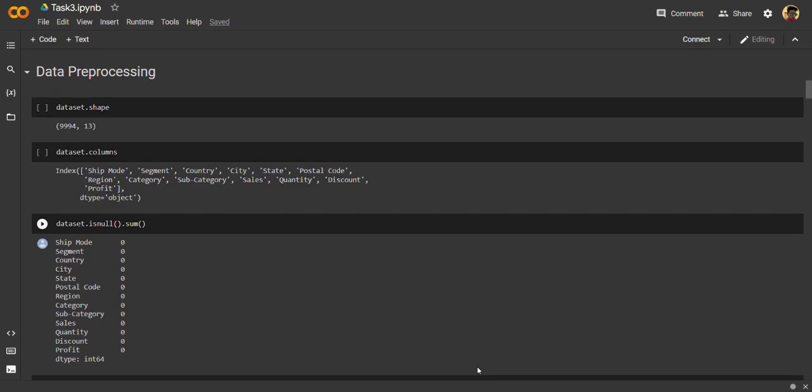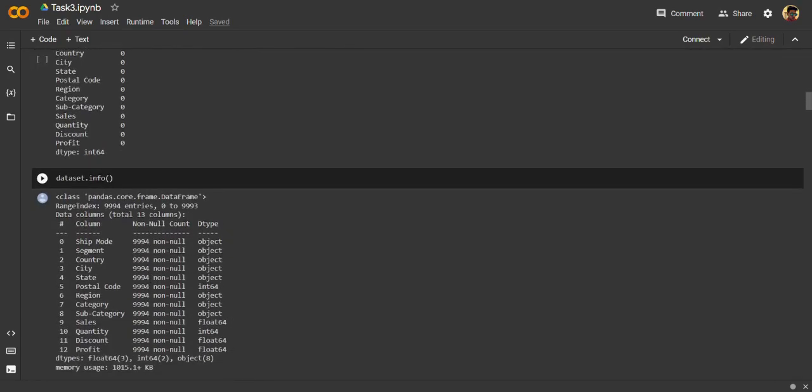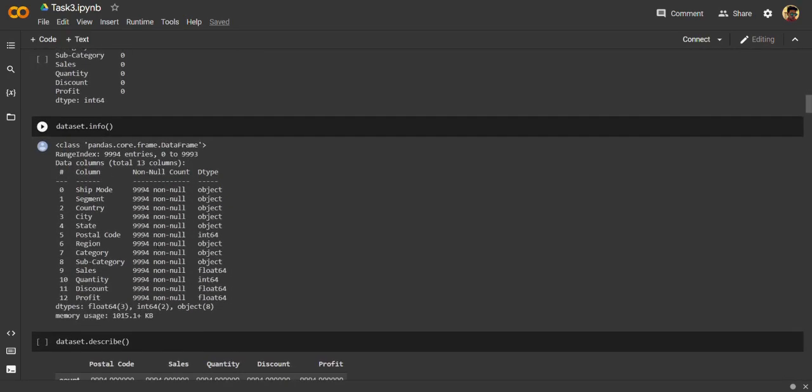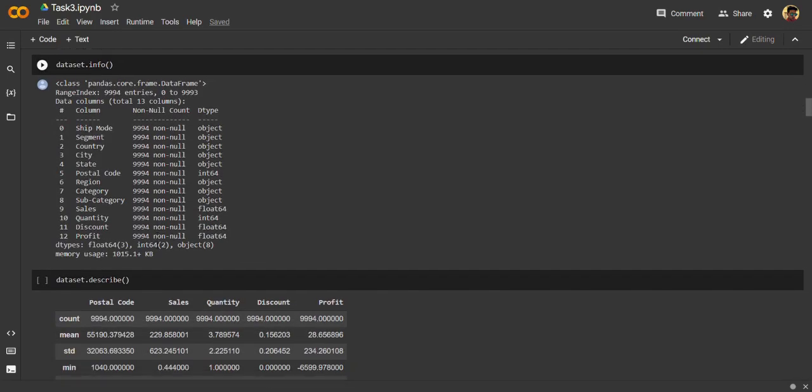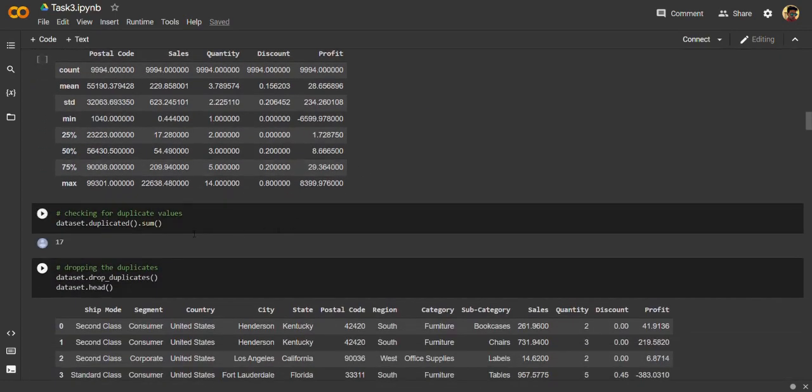In this step I am first getting the shape of the dataset, that is there are 9994 rows and 13 columns. Further I am describing the columns, and next I am finding if there are any columns with null values. So there are 0 null values, and I am finding the info of null count and data type along with the column names. And finally I'm describing the dataset to find all the mathematical calculations like mean, standard deviation, and the max and min values of each column. And finally I'm finding if there are any duplicated values.